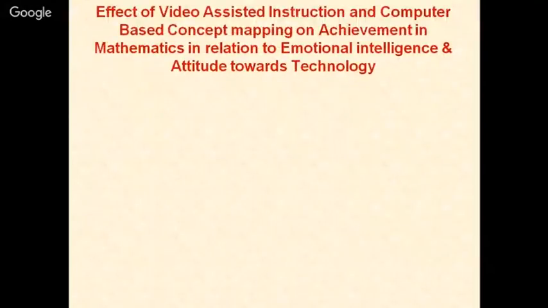Effect of video assisted instruction and computer based concept mapping on achievement in mathematics in relation to emotional intelligence and attitude towards technology. Now, I have broken down this topic into 6-7 components, and for each component I have written one objective. So you will find 6-7 objectives which lead to the attainment of this bigger problem. Now what are the objectives?